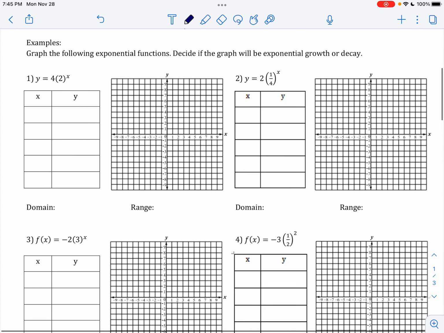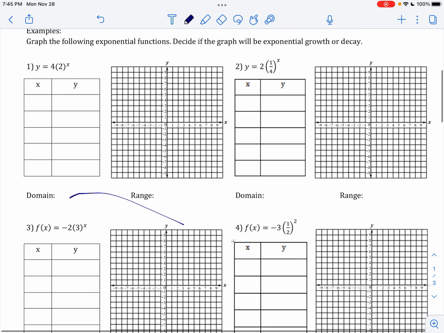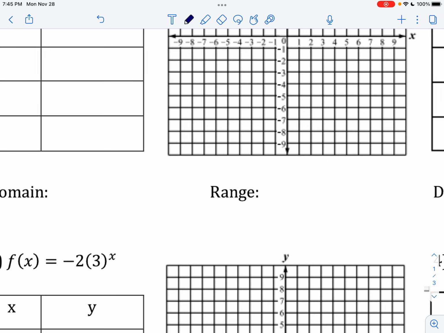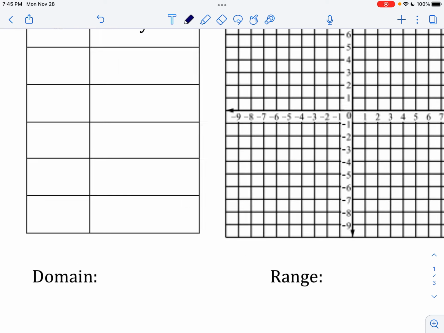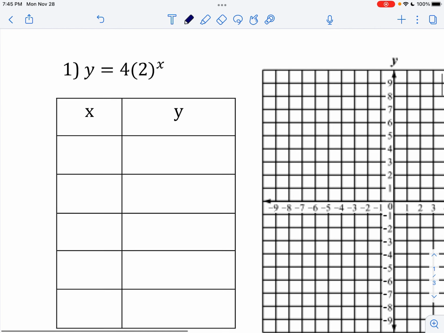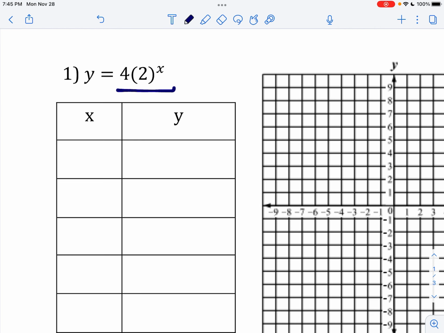So let's try graphing some of these, and then we're going to talk about the domain and range today. And that is the only thing new that you're going to learn besides what we learned yesterday. So we talked about the y-intercept, and we're going to learn about domain and range. So we have our function right here. Our normal x values, if you remember from yesterday, they're always going to be -2, -1, 0, 1, and 2.